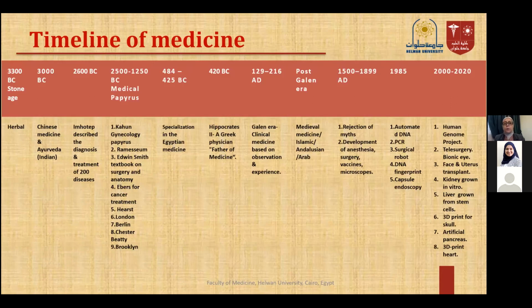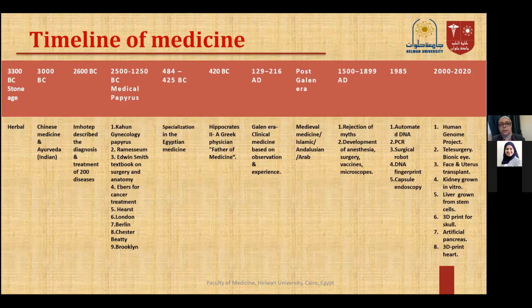Firstly, we would like to travel to the past, and to know what is the history of medicine. How did medicine begin? 3,300 years BC, before Christ, or what is called the Stone Age, most of the medicine was only herbal medicine. Then there emerged the Chinese medicine and the Indian medicine, or what is called the Ayurveda, which are alternative medicine, and there are some residuals of it nowadays.